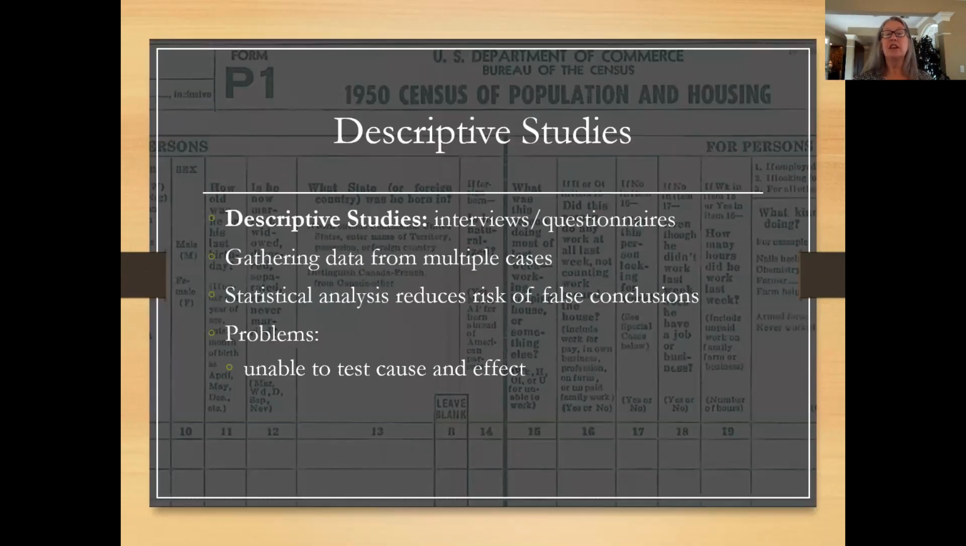It's definitely more reliable than anecdotal information. However, we still cannot imply causation, and you still have the problem of self-report. So one piece of the self-report problem is that people don't always tell the truth. Another problem with self-report is the way that you ask the questions on a survey or in an interview can actually influence the responses that you get.